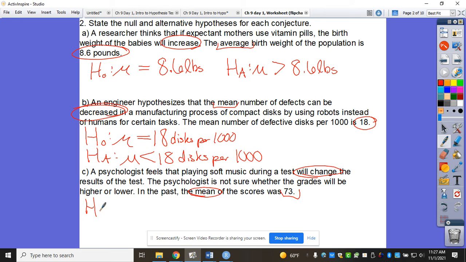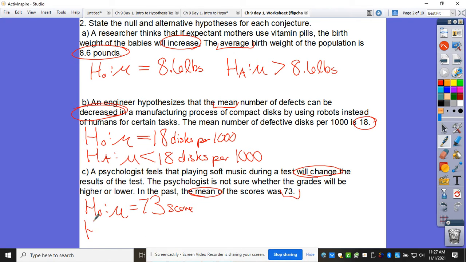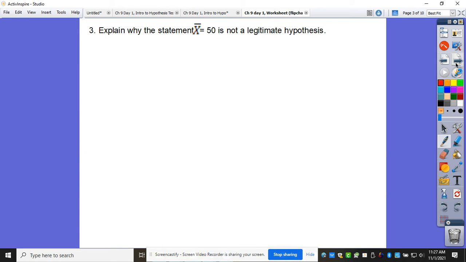So my null hypothesis is what? And probably there should be some units, but this is one of those weird ones where that doesn't really make sense, so that's as close as we can get. Our alternative hypothesis is instead going to be... Explain why the statement x equals 50 is not a legitimate hypothesis. It has to be a parameter, not a statistic.